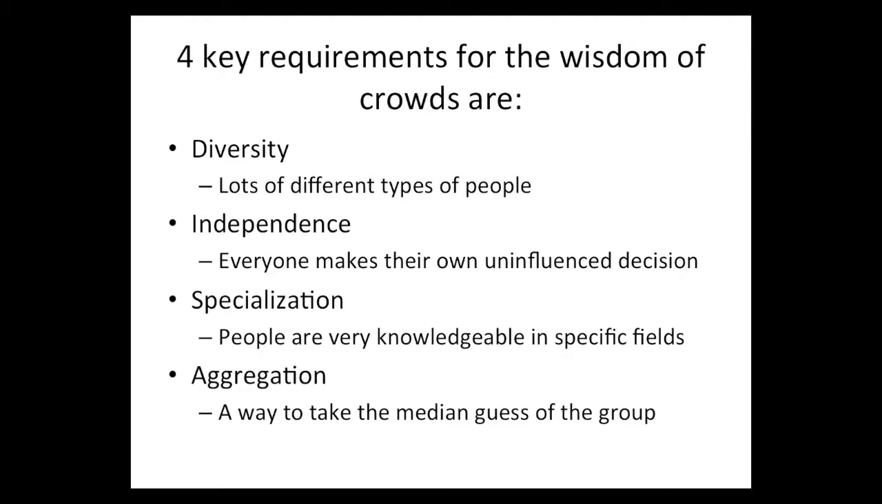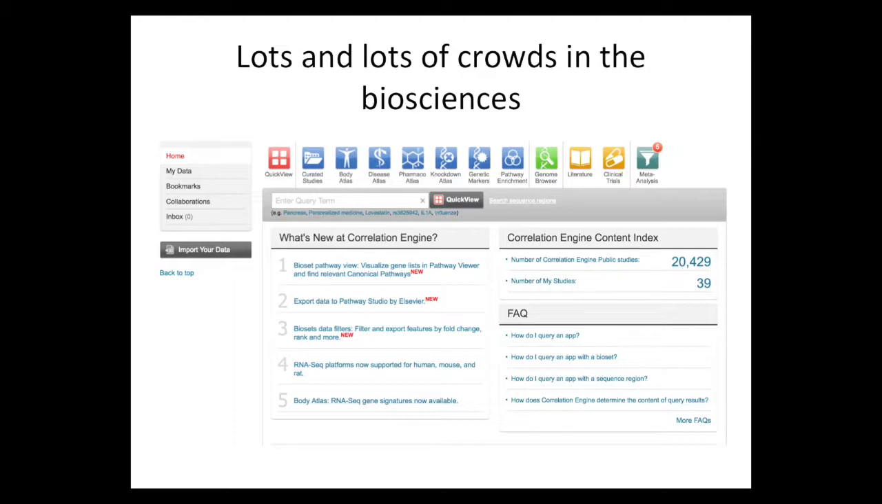And then specialization, people are knowledgeable in specific fields, and aggregation. And that's the key thing here: how do we take all that information and boil it down into one? And I'm going to show you how to do that with my demos. So, why does this matter in biology?